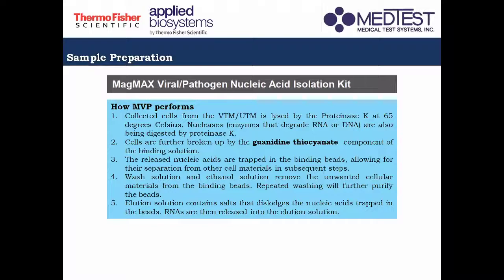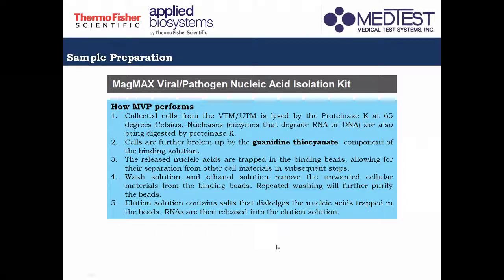So the collected cells are being lysed by the proteinase K at 65 degrees Celsius. So it is at this temperature that the activity of the proteinase K will degrade the cells. So kaya na sinabi ko kanina, we have to disrupt or lyse the cells to get the RNA.